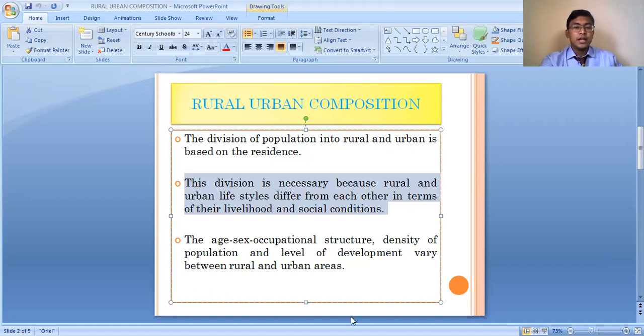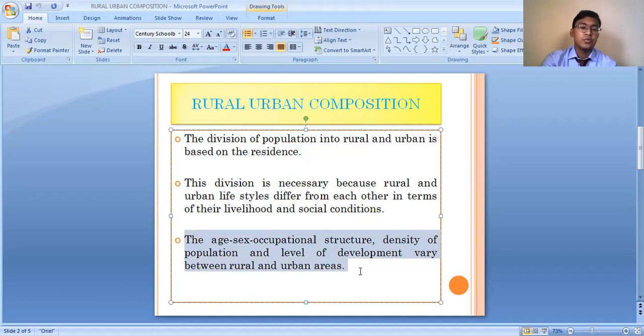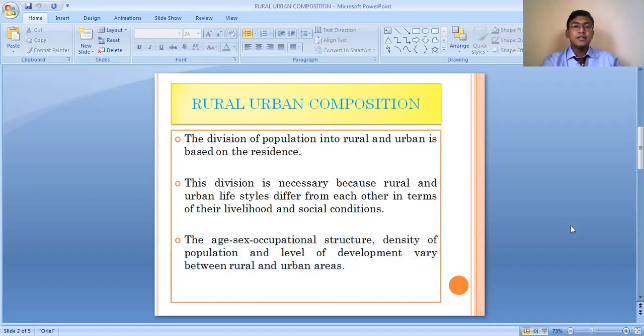The age-sex structure, occupational structure, density of population, and level of development vary between the rural and the urban population. Basically, the age-sex structure is the distribution of the population in different age groups and among males and females, as well as the occupational pattern of the males and the females. The density of the population and the level of economic development vary between the rural and the urban areas. There are quite large differences between the rural and the urban areas in the different characteristics of population.